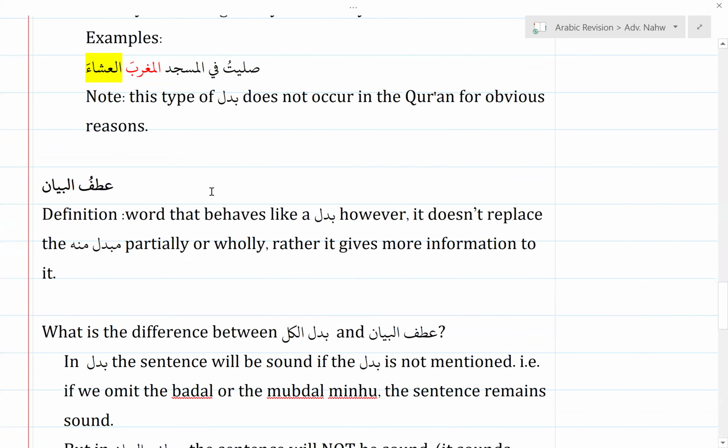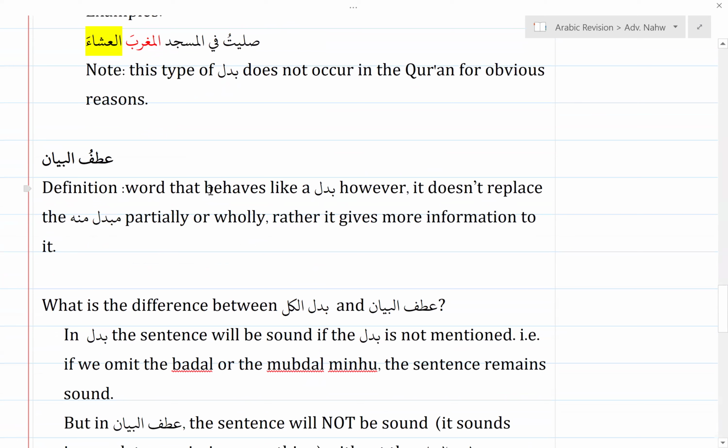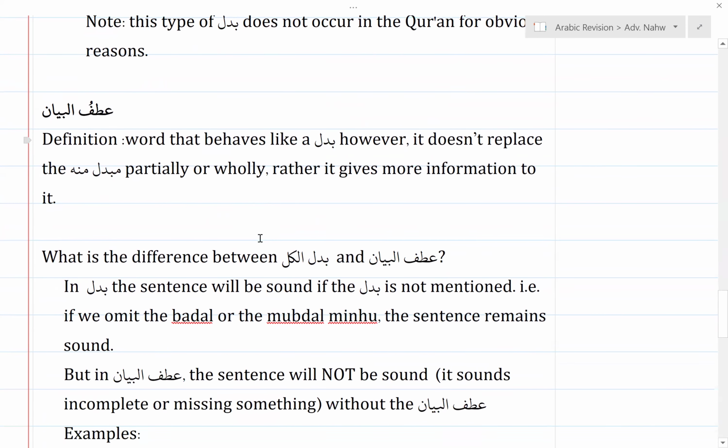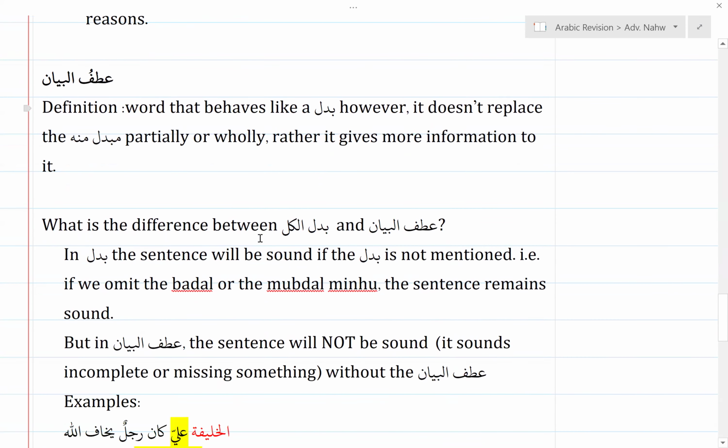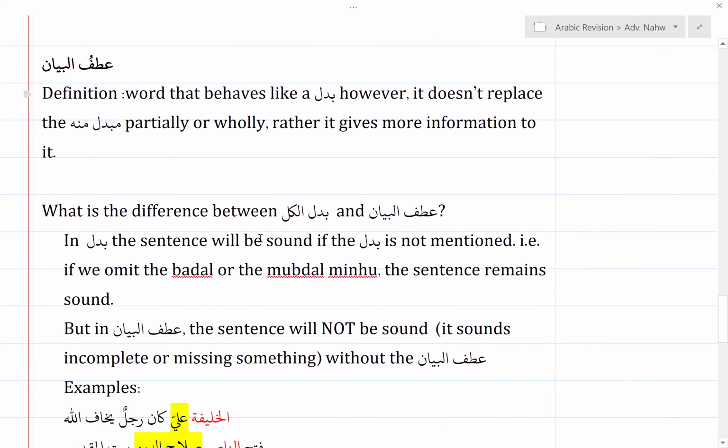Okay, let's go. Atf bayan. Definition: it behaves like a badal, however, it does not replace the mubdal minhu, partially or wholly; rather, it gives more information to it. The thing that you want to replace, it just adds more information to it. So what kind of statement are we talking about? Look, there are so many statements of Allah, so this is clarifying. It's more like a clarifier, if you will. Atf bayan gives more information to what you're trying to say.